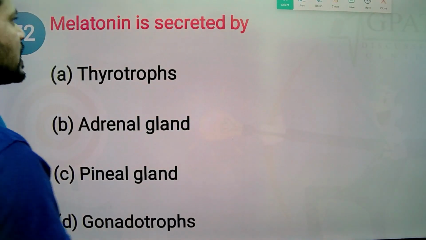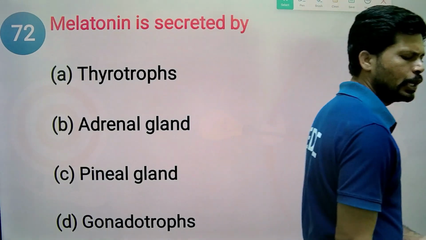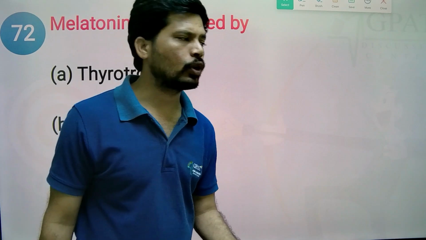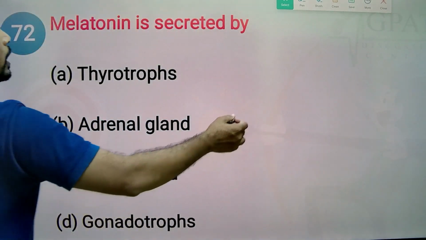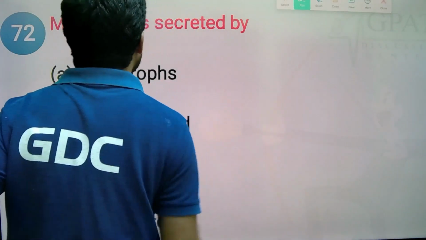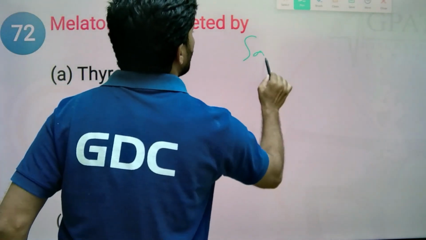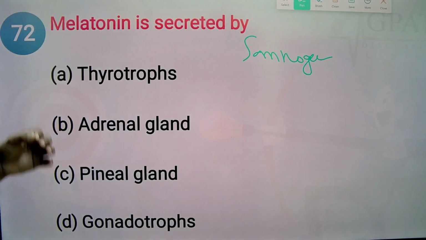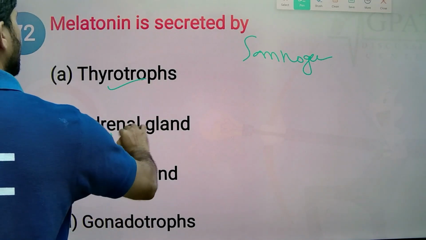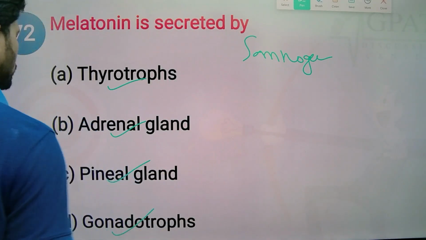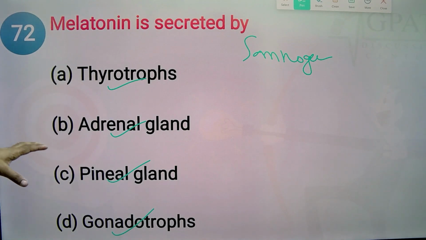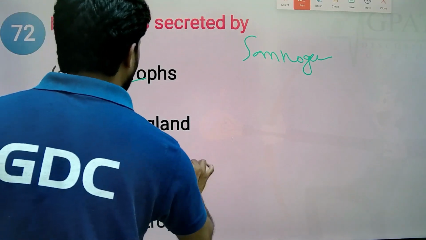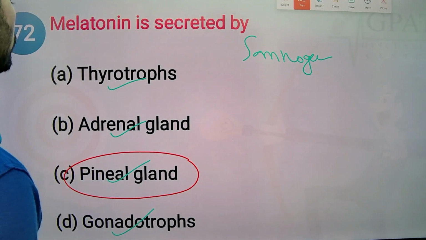Next, melatonin is secreted by which gland? This is also a very easy question. If you have already studied anatomy, and even pharmacology, you will know the pineal gland. Melatonin is a sleeping hormone, producing somnogenesis, sleeping. The options are thyrotropes, adrenal gland, pineal gland, gonadotropins. The answer is very simple. Melatonin is secreted by the pineal gland, and it produces sleep.